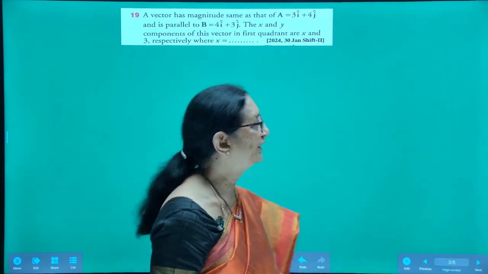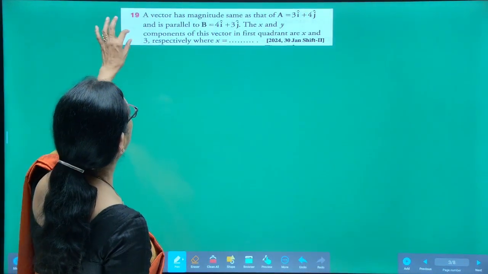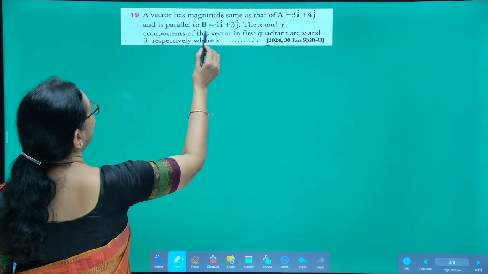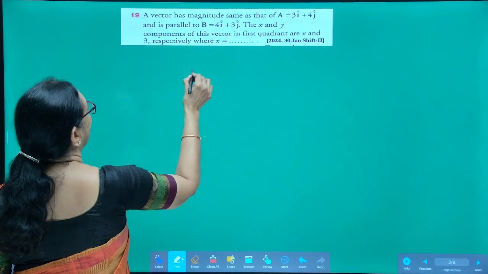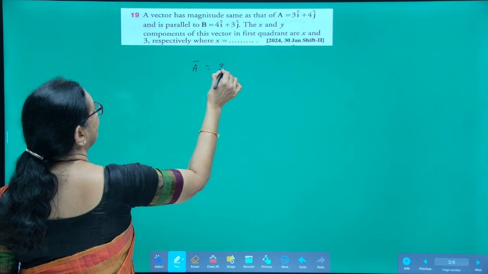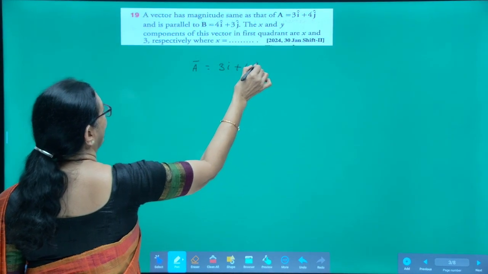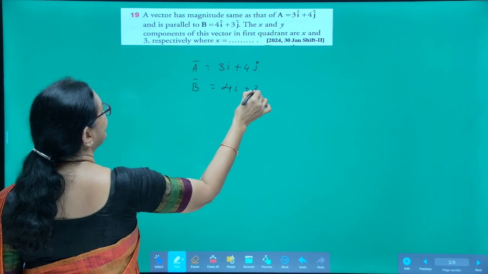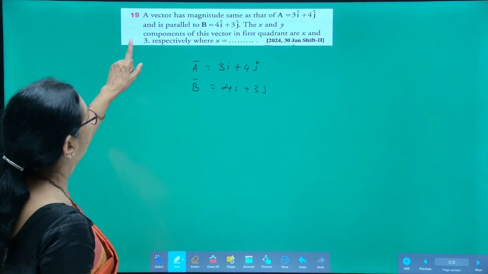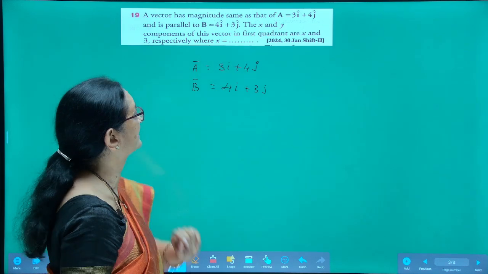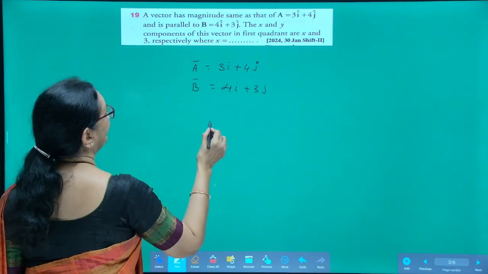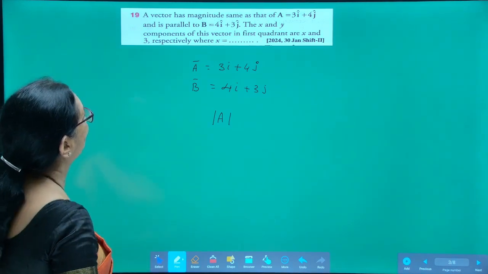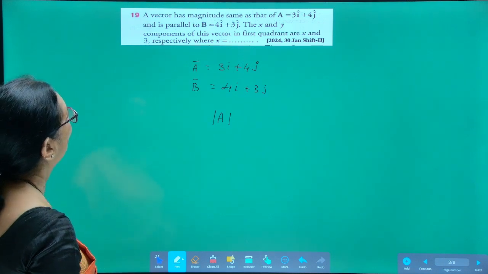Now, look into the next question. A vector has magnitude same as that of A bar and is parallel to B bar. A bar is 3i plus 4j and B bar is given as 4i plus 3j. So, a vector which has magnitude of A, the modulus of A, and is parallel to B bar.